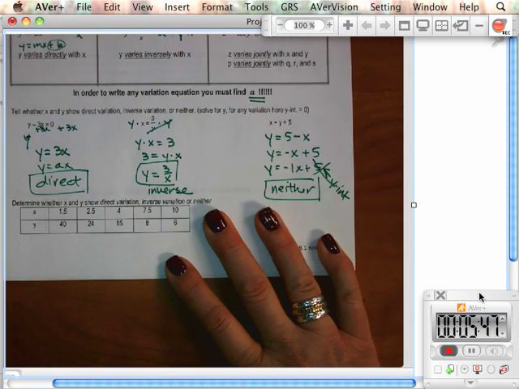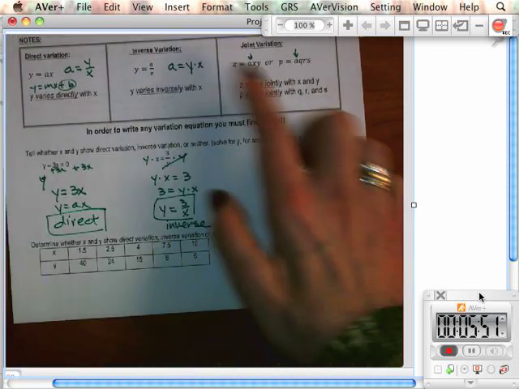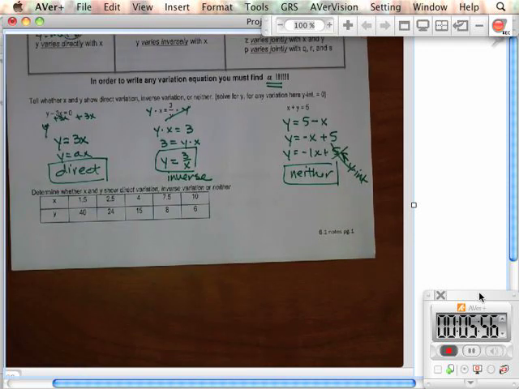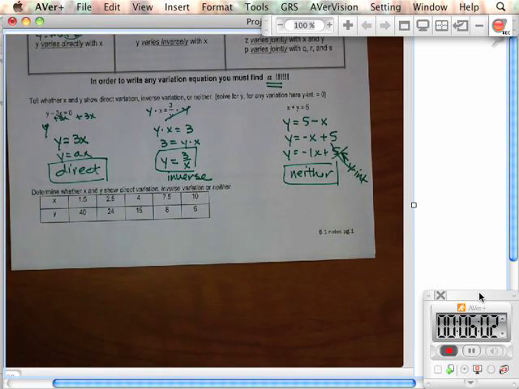So that's the first part of what you're going to have to do, is rewrite the equations and recognize if they're this, this, or this. Okay? All right, then you're also going to be given a table. And it's going to say, tell me whether this table represents direct variation, inverse variation, or neither. It doesn't say anything about joint variation in here. You're just trying to recognize if it's inverse or direct.